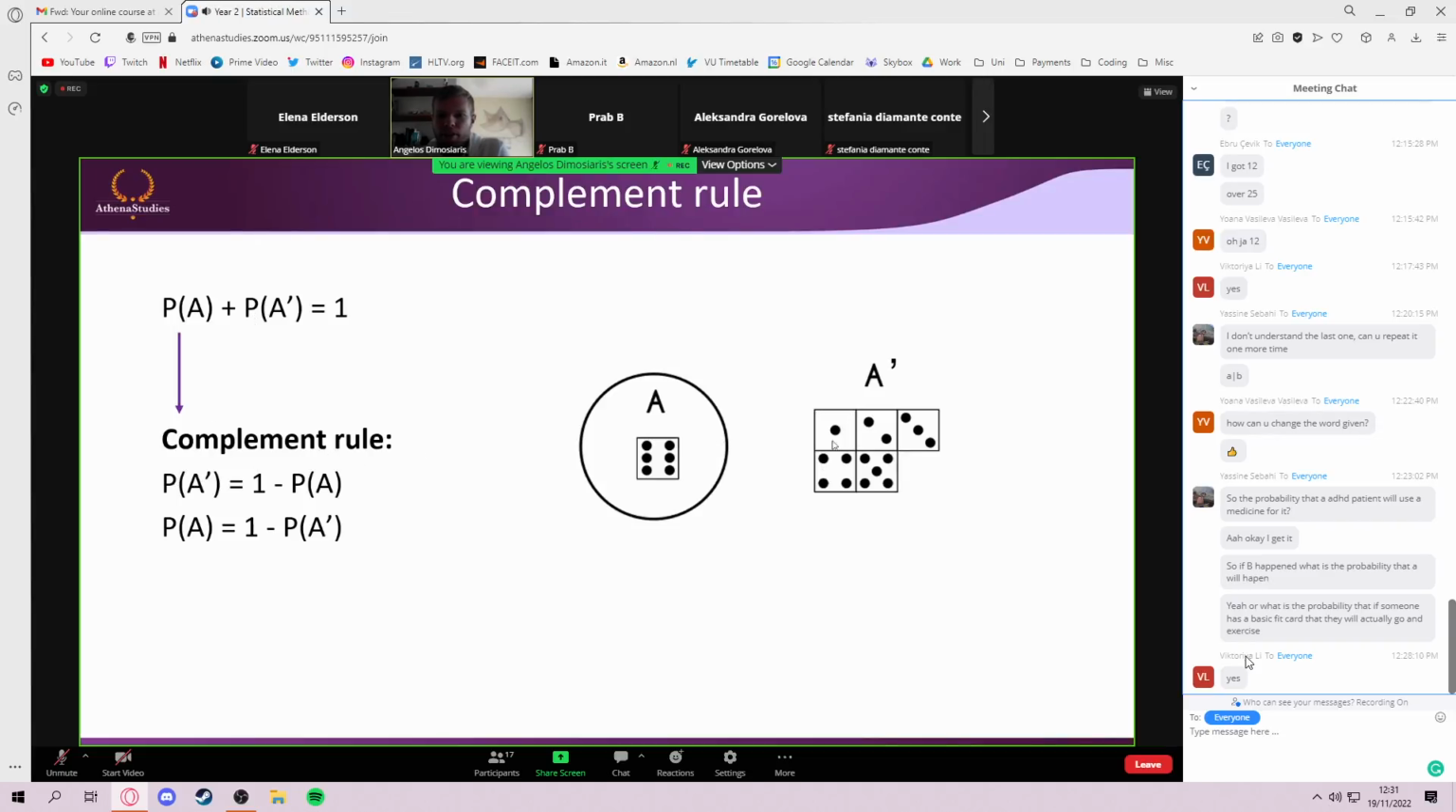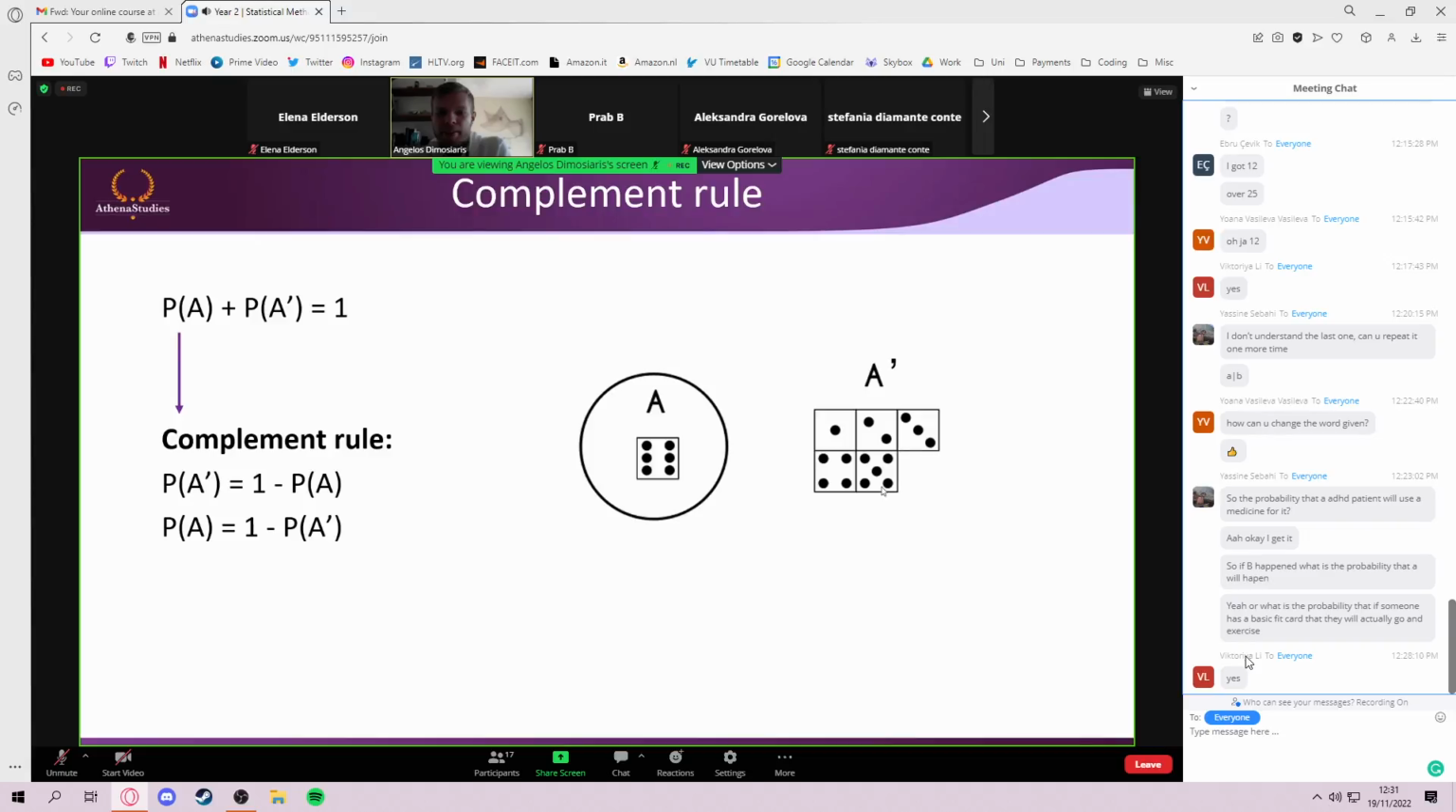Okay, each outcome has a probability of 1 divided by 6, right? Because I have 6 different outcomes. So each outcome has 1 divided by 6 probability. And if I add all of them, I have 1, right? You have 1 divided by 6 plus 1 divided by 6 plus 1 divided by 6 plus 1 divided by 6 plus 1 divided by 6 plus 1 divided by 6. I get 6 divided by 6, so it's 1.